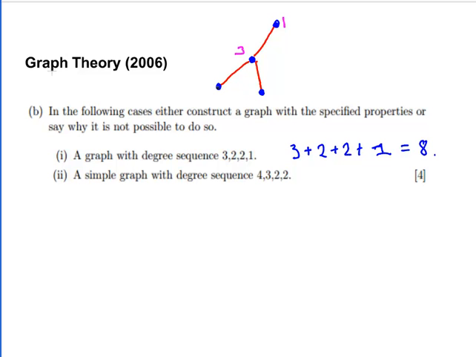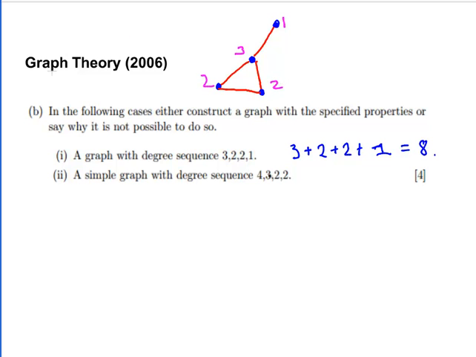Well, this has degree 1 already. This has degree 1 already. Both of them need another edge to bring them both up to degree 2. So we just add an edge between them. Okay, job done. That's number one, a graph.